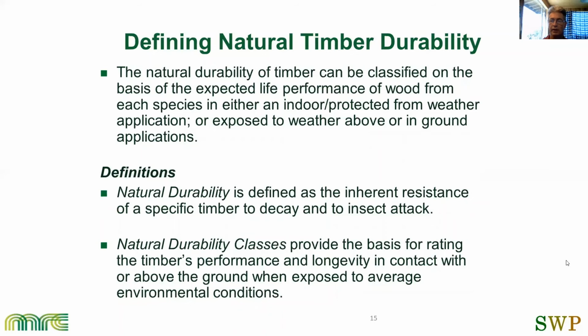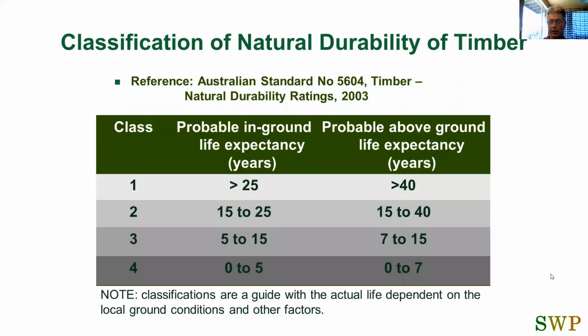Natural durability is our key wood property of interest, and it's classified on the expected life performance of wood in either indoor or exposed to the weather situations. The durability is defined as the inherent resistance of a species-specific timber to decay and to insect attack, and it's through the use of natural durability classes that this is shown, as in this table, where based on the Australian standard 5604 there are classes 1, 2, 3 and 4 with their in-ground and above ground life expectancy shown. So the class 1 timbers are those that are the best timbers.